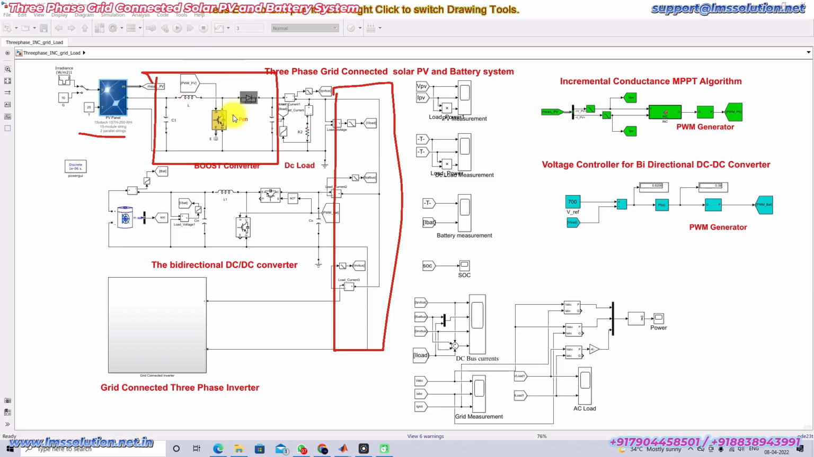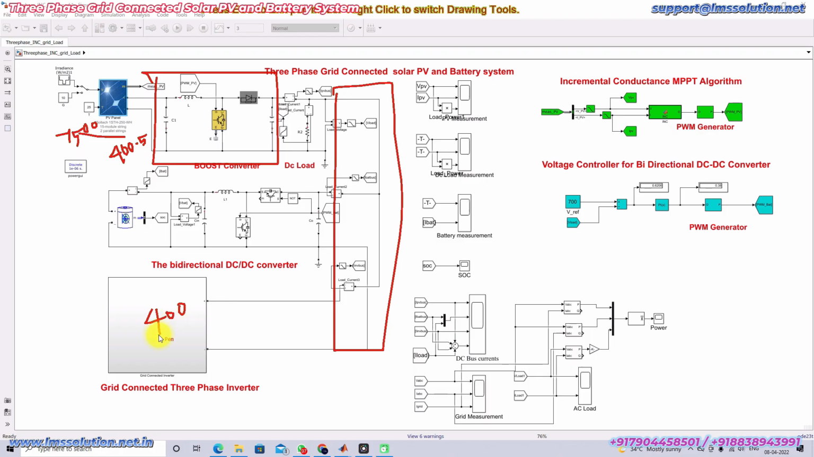In order to design this boost converter, we need to fix the input voltage. So here I'm going to fix the input voltage as 460.5. That means I'm going to consider the voltage at the standard test condition, and the power at the standard test condition is around 7500. And then you have to fix the output voltage. For that we need the grid line to line voltage. So here I'm going to consider the grid line to line voltage as 400 volt.